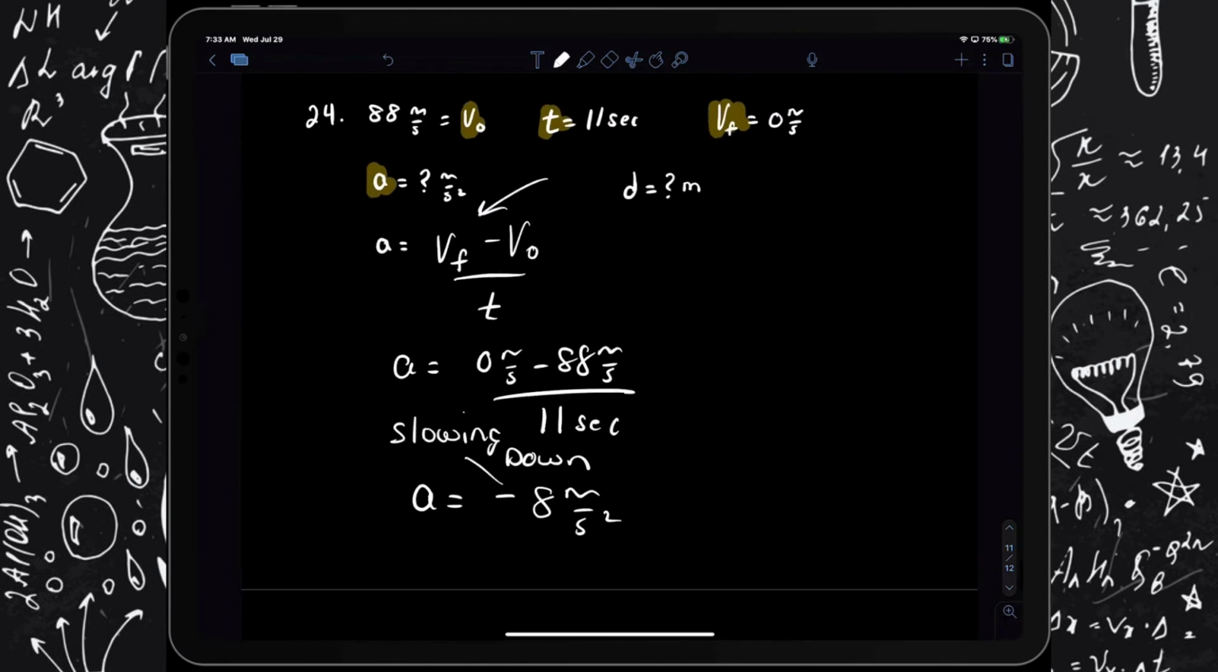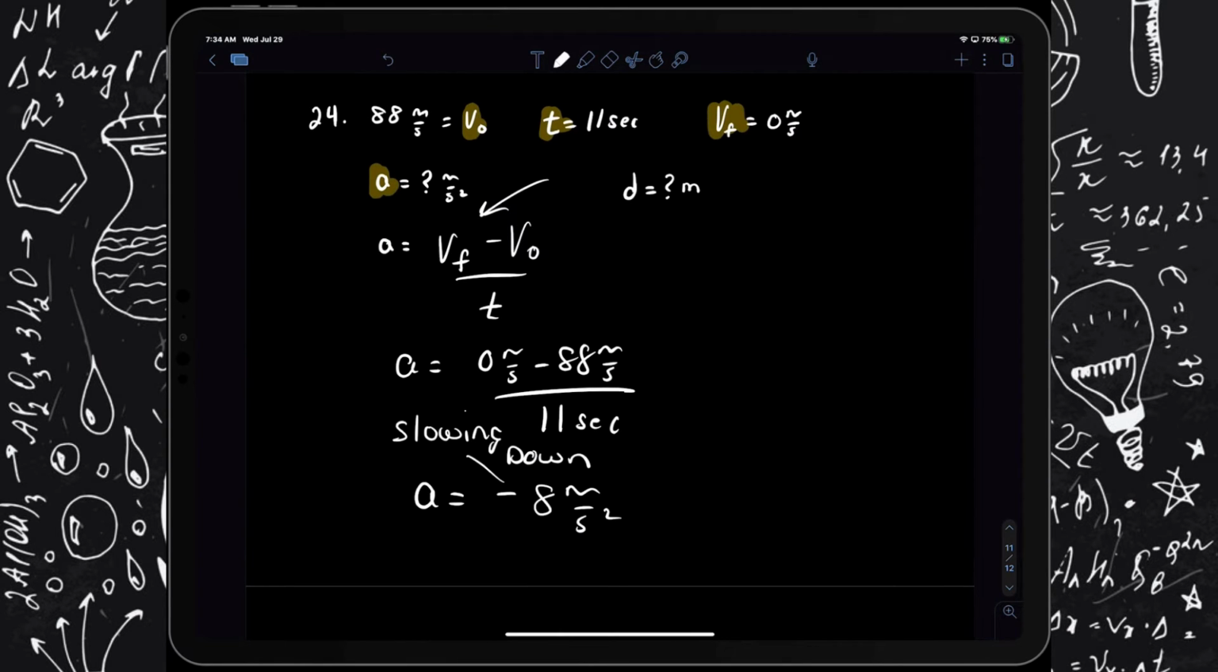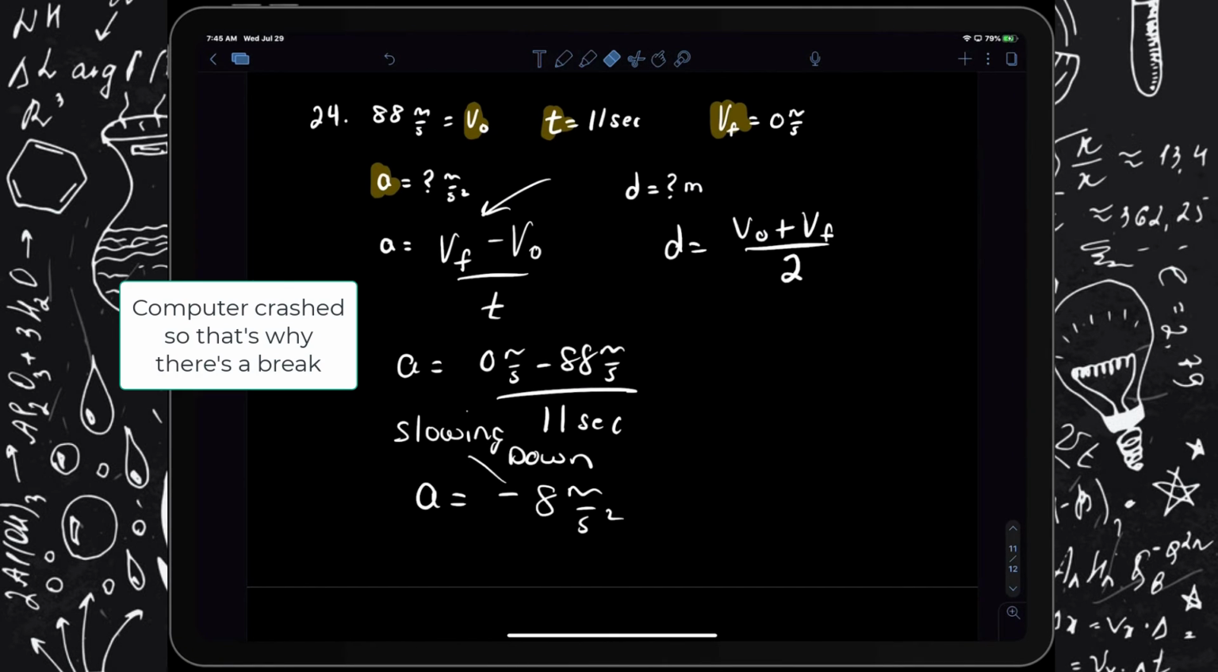The second part of this is the distance. The distance now, be careful. Can we use the AT squared divided by 2? No, you cannot, because VO is not 0. All right, so what we have to use here is the other equation that had distance in it. Distance VO plus VF divided by 2.